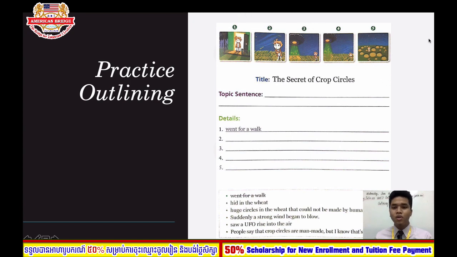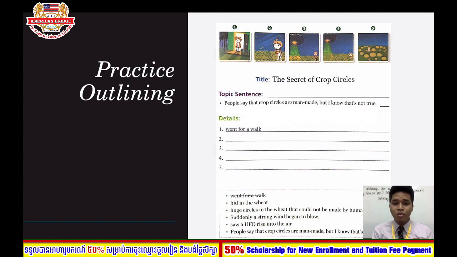So this picture is also the outline, a part of the outline. It can help you to organize your ideas. If you want to write a story to describe extraordinary phenomena, such as this one, the first thing you need is a topic sentence. So below are the statements. Which one is the topic sentence? Alright, the topic sentence is, people say that crop circles are man-made, but I know that is not true. So this is the topic sentence.